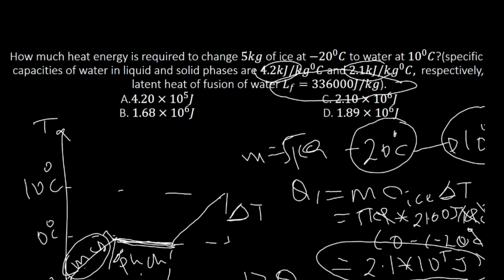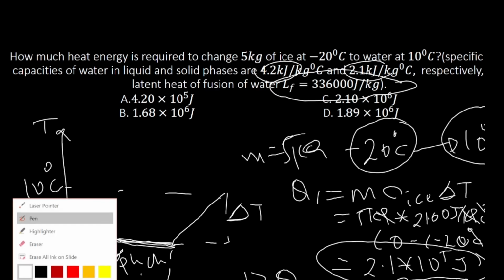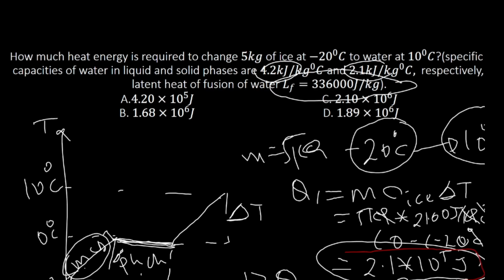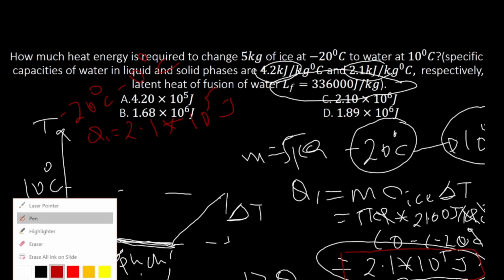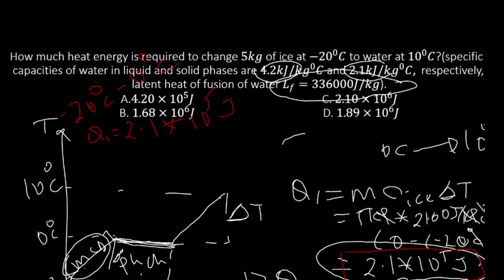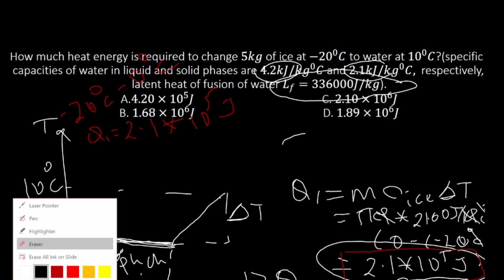Now we are at 0 degrees centigrade. So this much thermal energy is required to increase the temperature from negative 20 degrees centigrade to 0 degrees centigrade. So that is Q1. By adding this, 2.1 times 10 to the power of 5 joule of energy is required to increase that much. Now let's go to the second part.